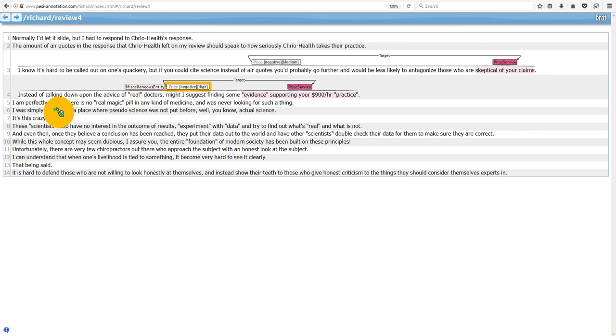So, next sentence: "I'm perfectly aware there is no real magic pill in any kind of medicine. I was never looking for such a thing." There's nothing to annotate.